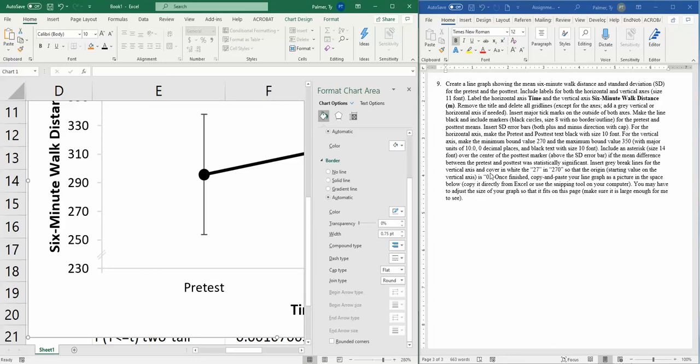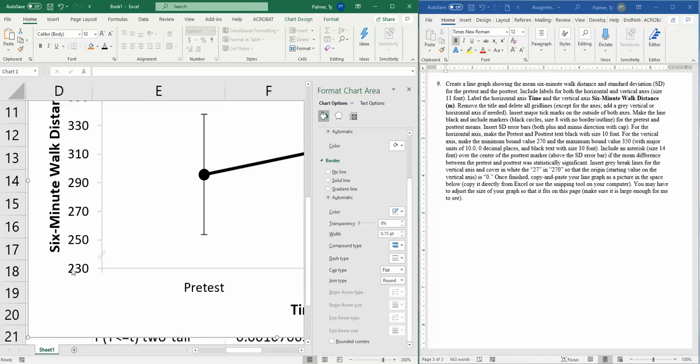It says also in the sentence, cover in white the 27 and 270 so that the origin, the starting value on the vertical axis, is 0. Again, remember, your data is different, so your minimum bound value is different than mine. Your minimum bound value is going to be 270. My minimum bound value is obviously different. It's 230. But the same process can be applied here, and I'll show you.